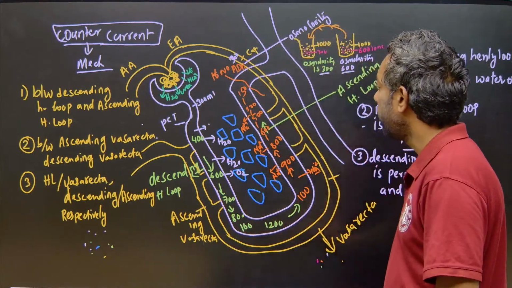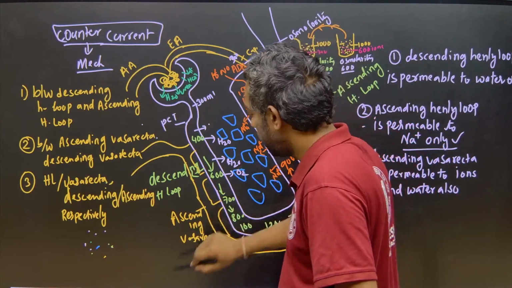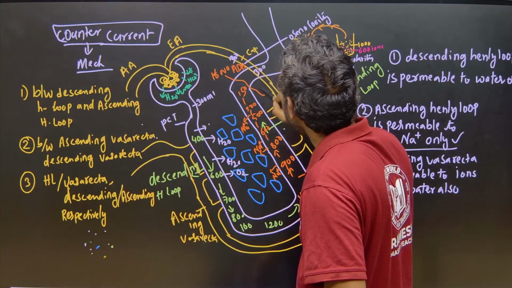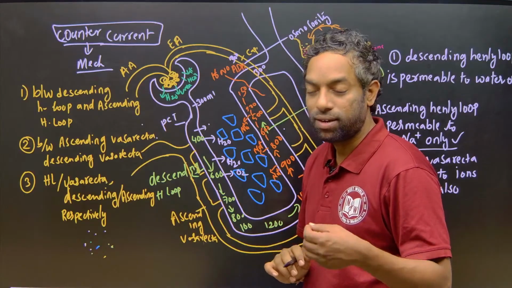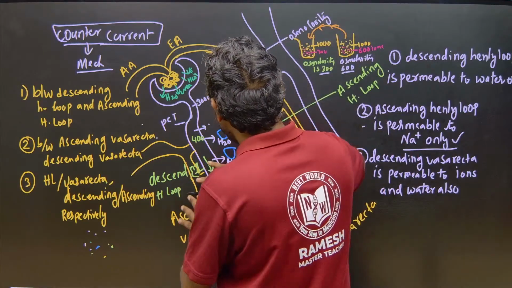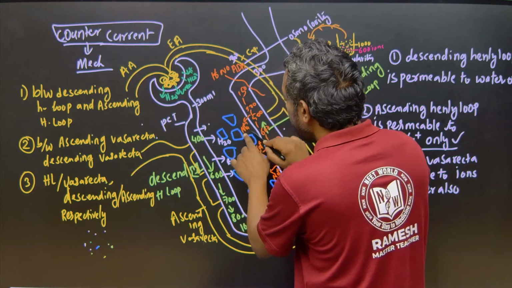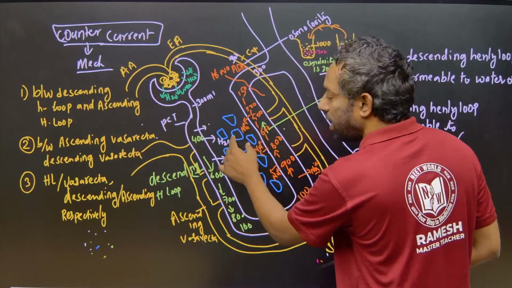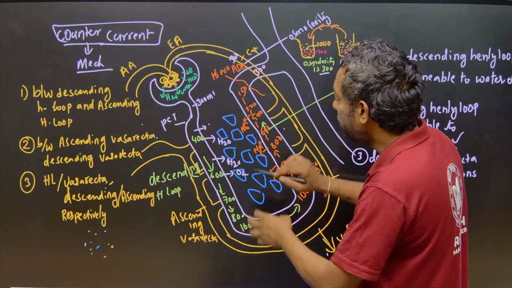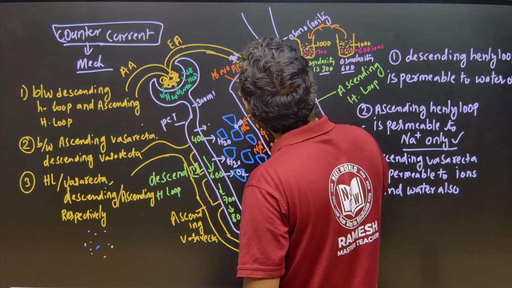In this condition you have to watch it, this 300 osmolarity of the descending Vasa recta. Here this is the medullary interstitial fluid. If the sodium ions enter from the ascending Henle limb into the medullary interstitial fluid, right, so this will be increased. If it is 400 osmolarity, this is 300.